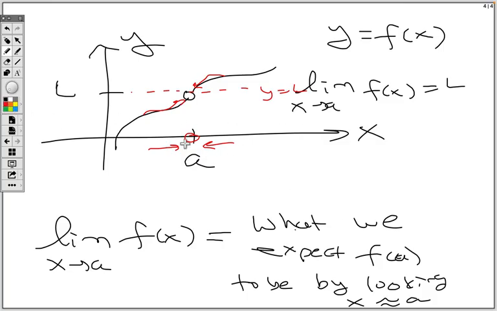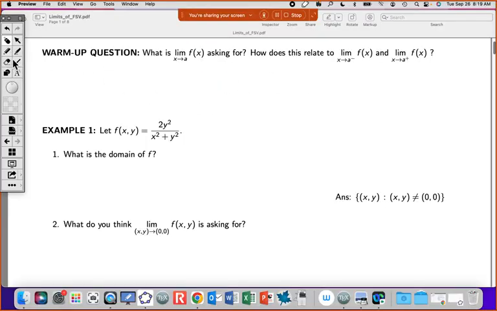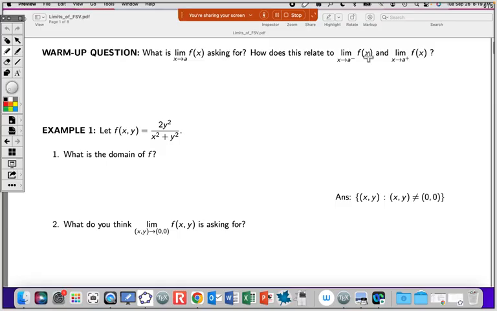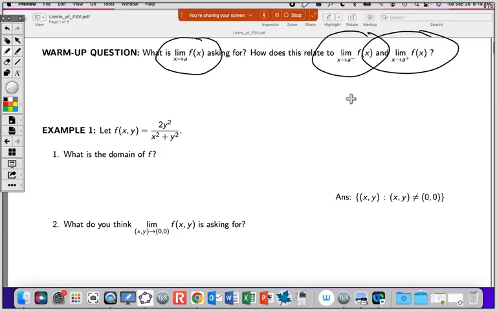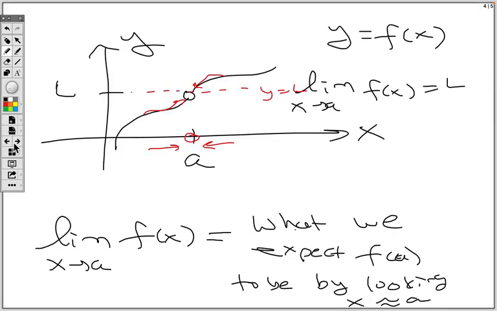And there's a more precise definition that we'll talk about later with epsilons and deltas, but we'll get to that when we get to that. So to answer the question, what's the difference between this and these two things? If you're coming in and plugging in numbers a little less than a, this is what we mean by x approaching a from the left. And if we look at numbers coming in a little bit larger than a, this is what we mean by x approaching a from the right.